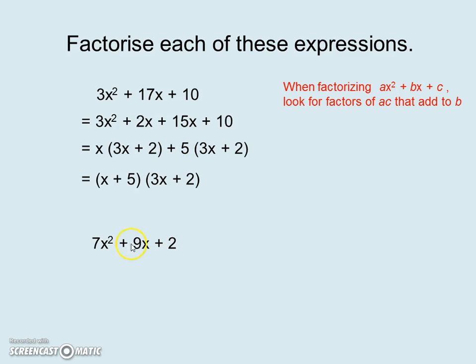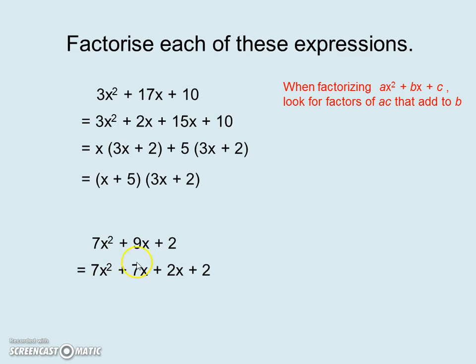Okay, let's see it a couple more times. Okay, we've got to look for factors of 7 times 2, 14, that add up to 9. Okay, factors of 14 that add up to 9, well, it's obviously 7 and 2.